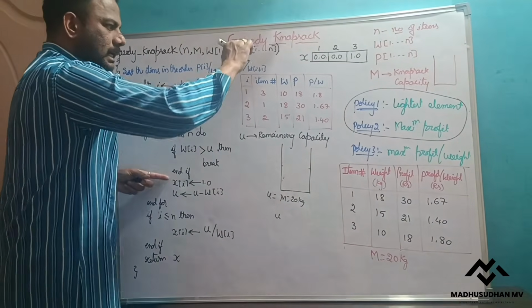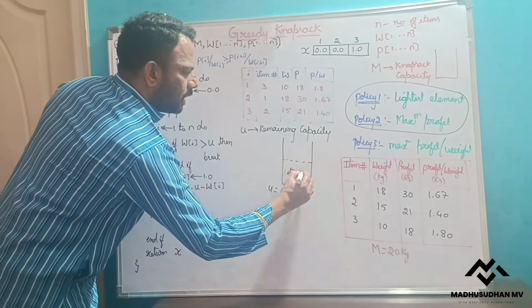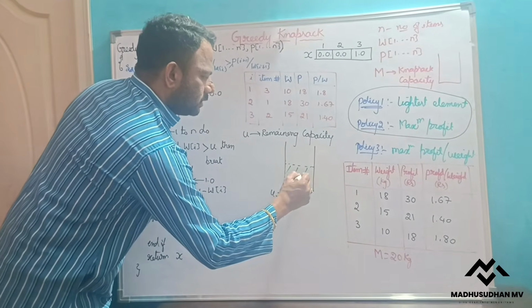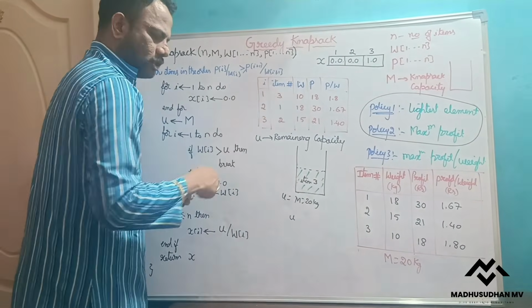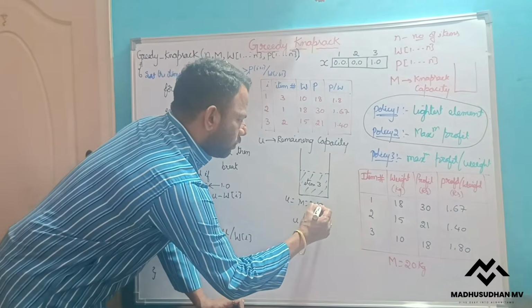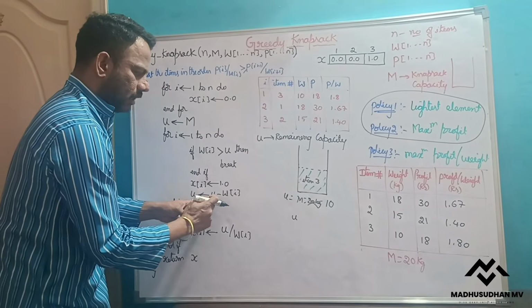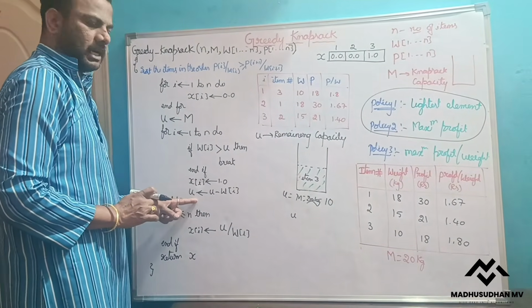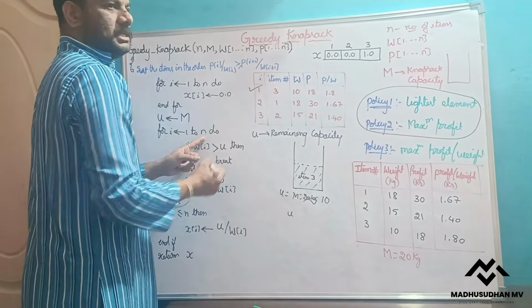That means I have taken the third item, so item number 3 is filled and occupied. How much is occupied? 10 kg is occupied. So the remaining capacity is initial 20 minus the weight 10, 20 minus 10, 10. Now the remaining capacity has become 10. Now it goes to the next iteration. I becomes 2. Now this item is done.